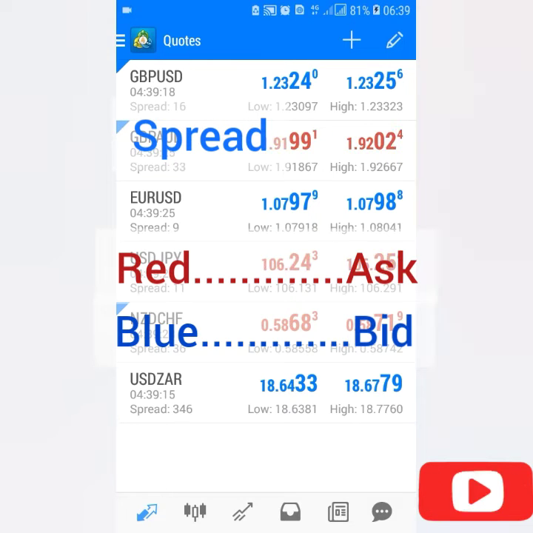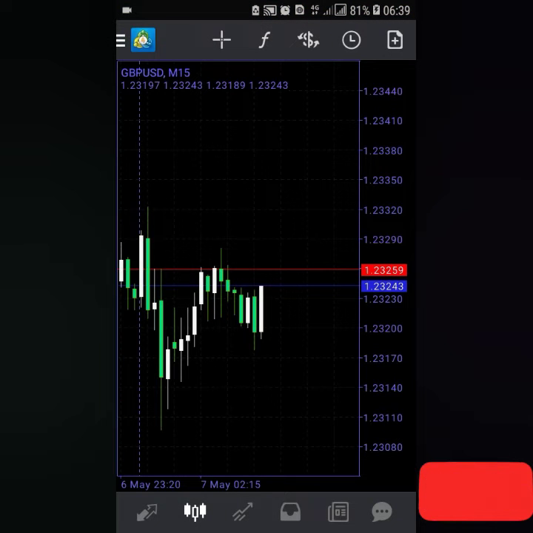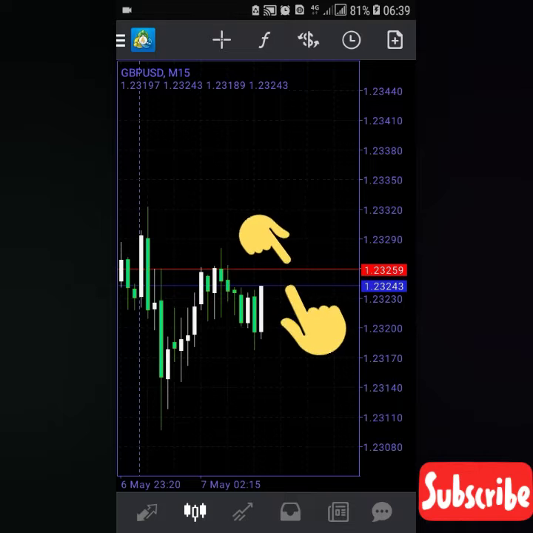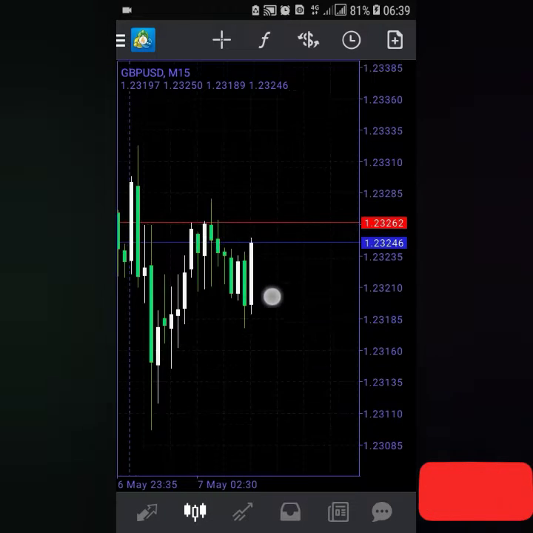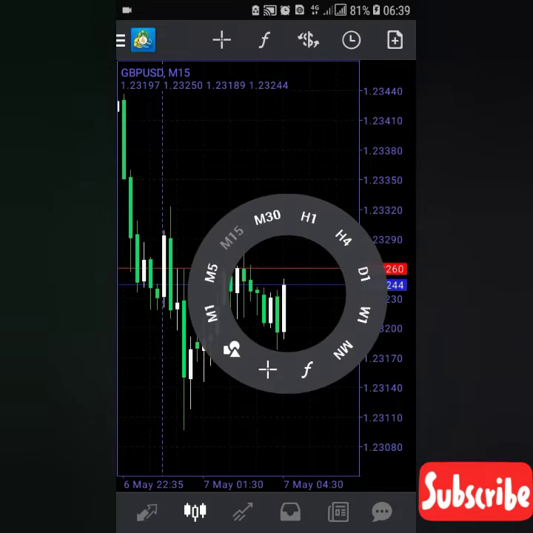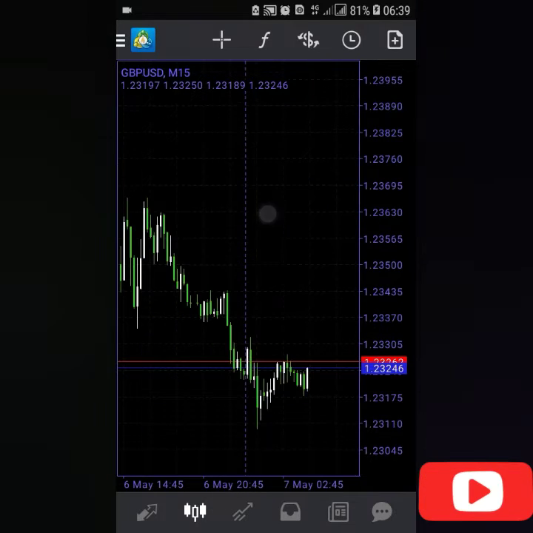Spread. Spread is the difference between the red line and the blue line, which is the bid and ask. Let me show you. On GBP here, we see a spread between the red line and the blue line, which in between there's a spread. That's why when you place a trade, you start to be on the losing side before you come to profit, because the broker already covered with the spread on profit.